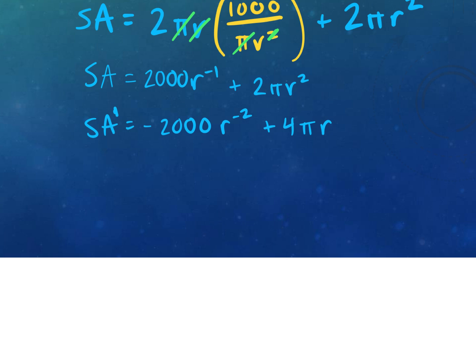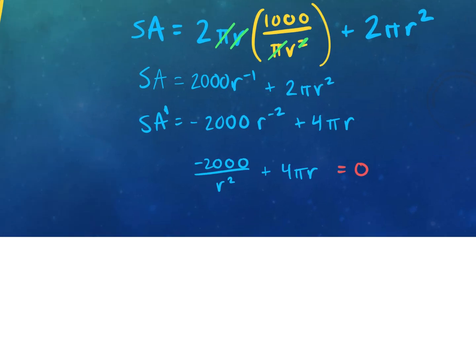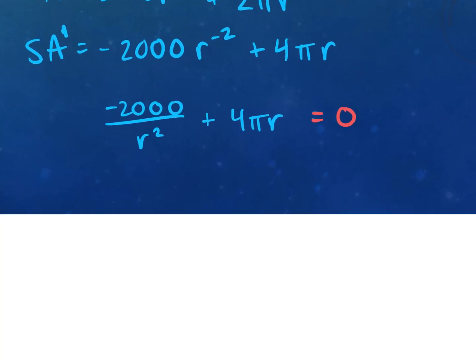Set it equal to 0. I'm going to rewrite it just to make it a little bit easier for us to solve. So we have negative 2,000 over r squared plus 4 pi r. Now we set it equal to 0 to find our minimum here. So I can add 2,000 over r squared to move it to the other side. So 4 pi r is equal to 2,000 over r squared.